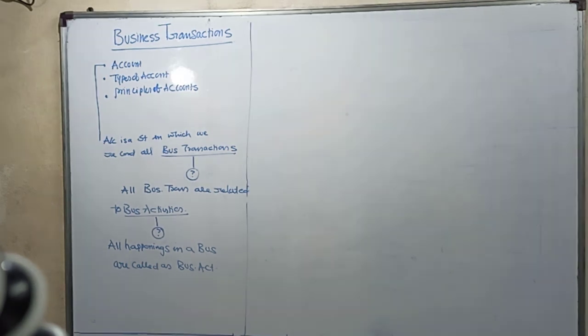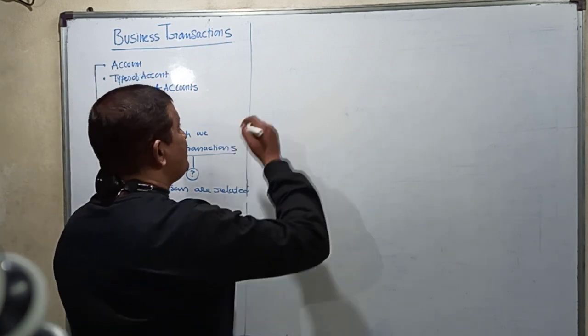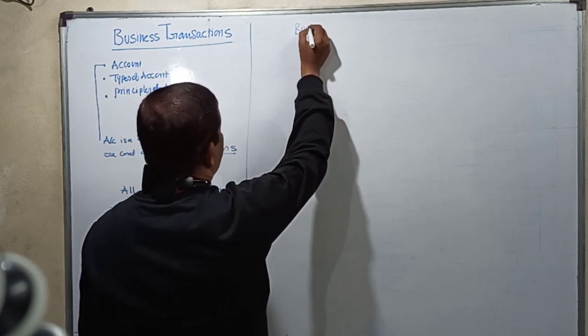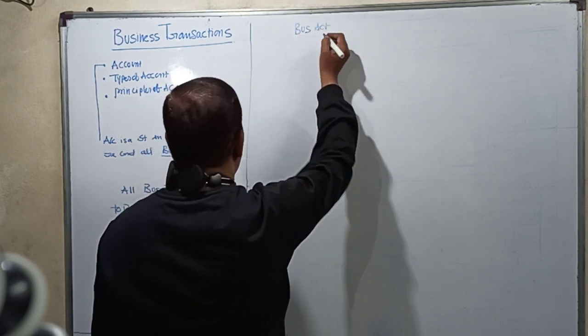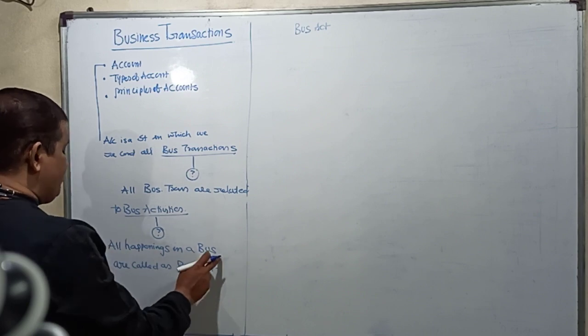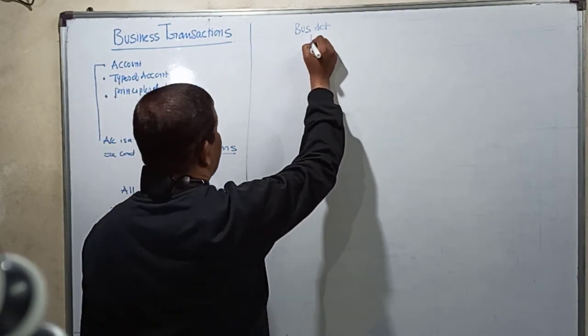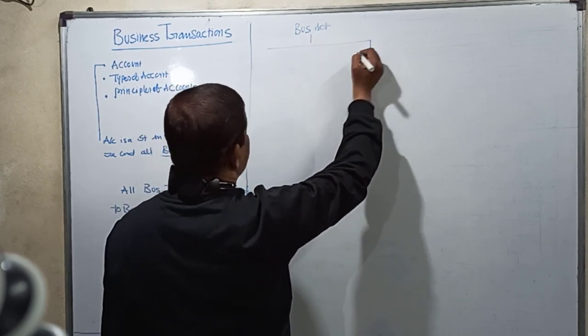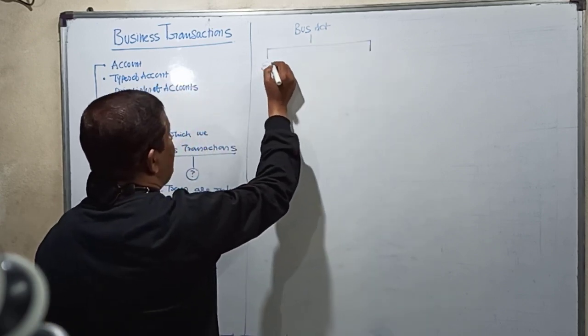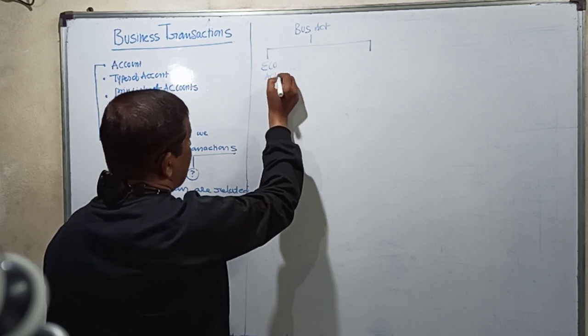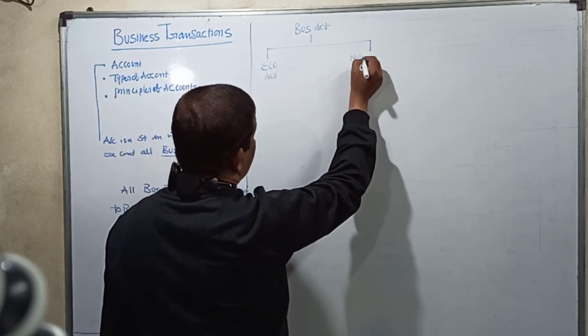Now, having understood what is an economic and non-economic activity, now we'll go for business activities. So we said, what is a business activity? We have told that all happenings in a business are called business activities. Just like human activities, even business activities can be classified into two types: economic activities and non-economic activities.